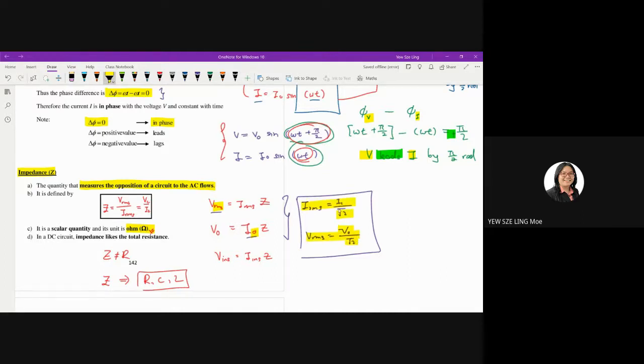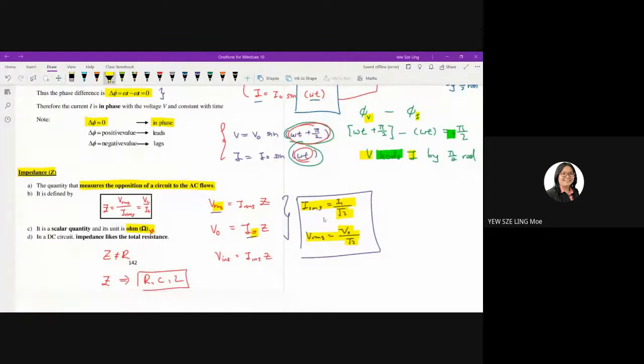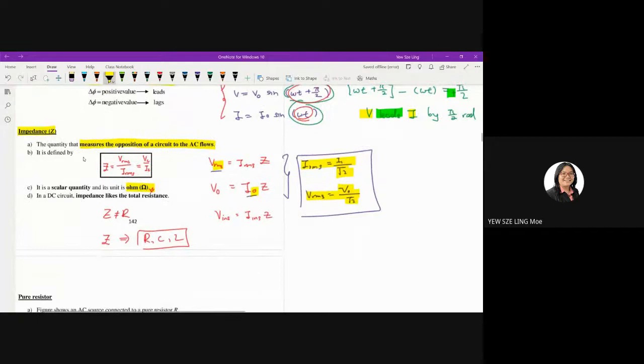Okay, so actually dua equations ini memainkan peranan yang sangat penting di chapter 6. Sebab kalau soalan bagi kamu nilai daripada keluarga berlainan, anda guna dua equations ini untuk tukarkan dia menjadi keluarga yang sama. Okay, you change it into the same family. So that is the Z.